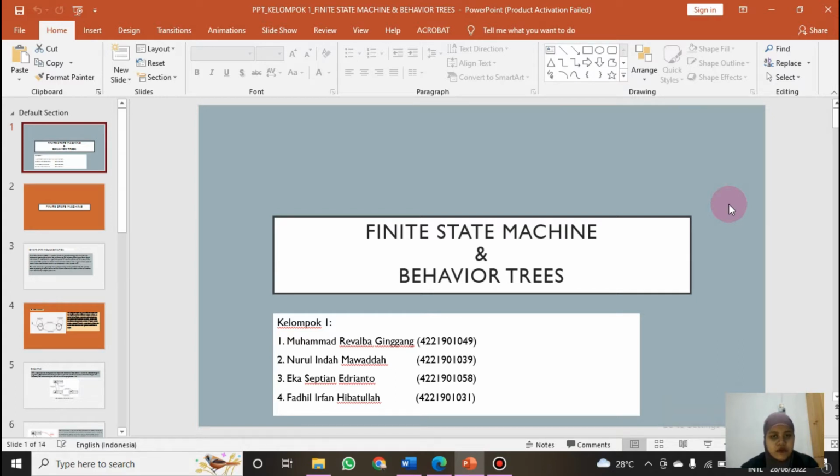Before that, let me introduce the names of the team members from group 1, with me, Nurul Indah Mawaddah, as the moderator in this group, and three of my friends: Muhammad Revalba Ginggang, Eka Septian Edrianto, and Fadhil Irfan Hibatullah. Alright, let's go straight to the material that will be explained by me and my group of friends.